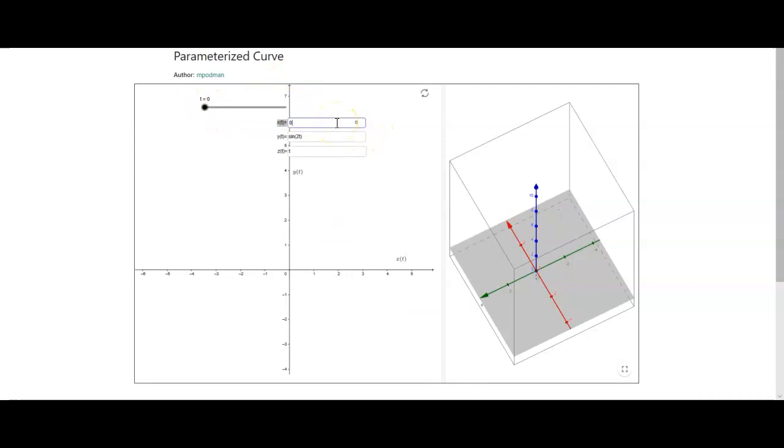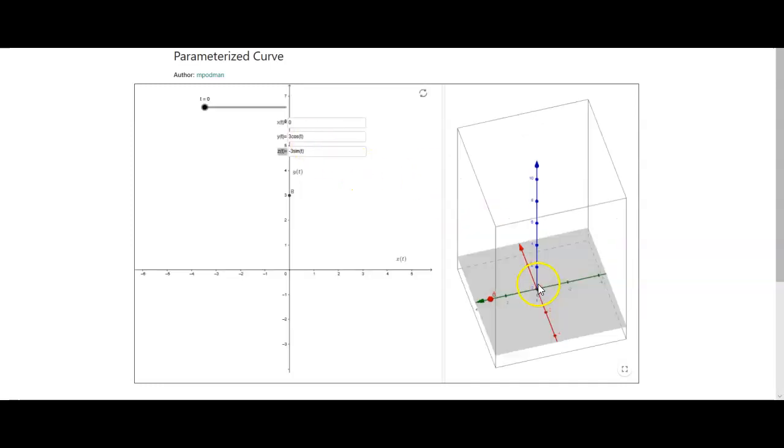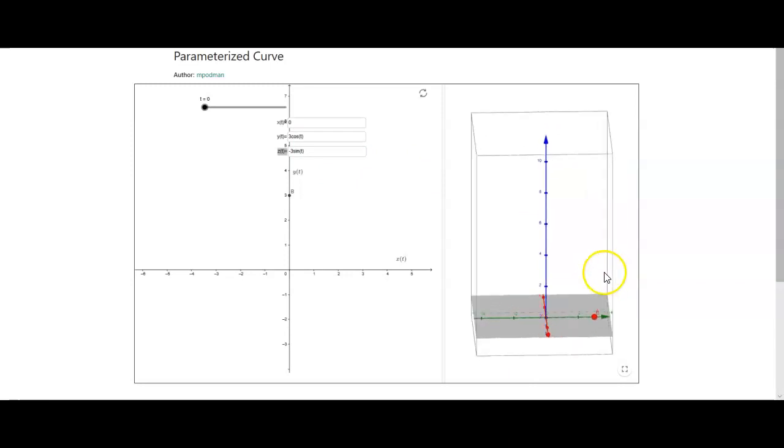So this guy will be 0. The y component will be, we said, 3 times cosine of t. And this will be negative 3 sine of t. So that is what we wanted. We wanted this point to start at the location 0 in the x, 3 in the y, 0 in the z, and let's see what happens now as we start to play this.